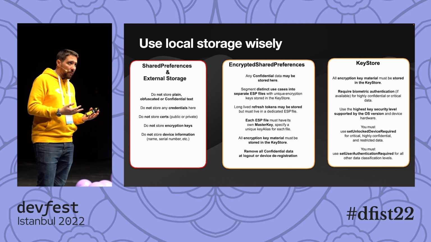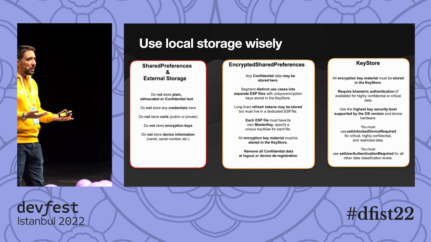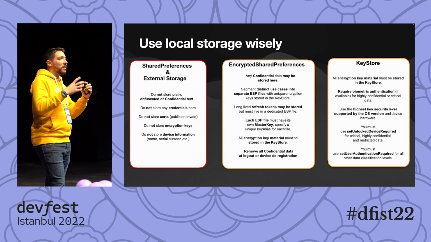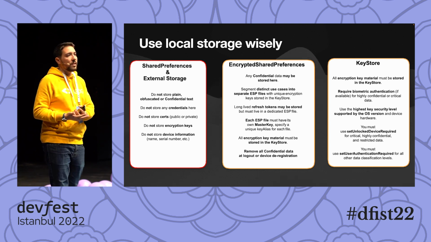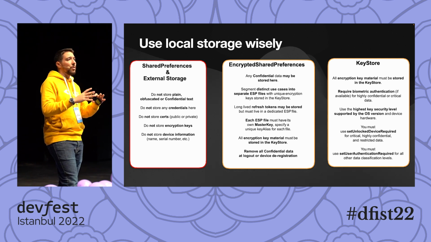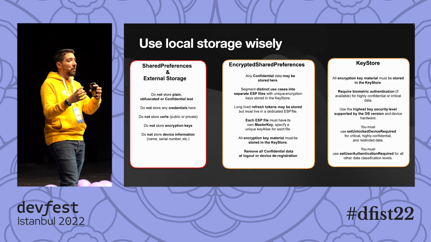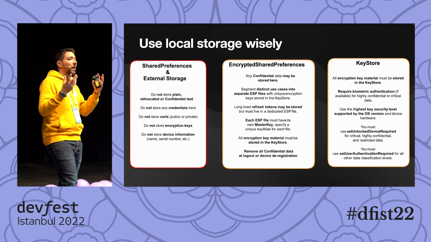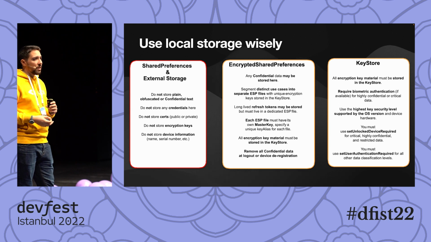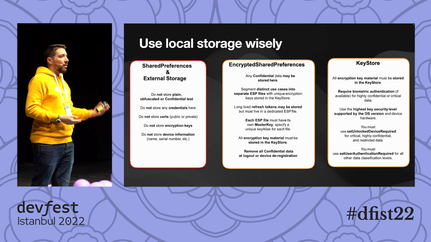Encrypted shared preferences is exactly as the name suggests: a form of shared preferences, but everything is encrypted by the Android operating system. It's not up to the user to provide the keys. The user and the developer just get an abstract encryption layer that they can use on top of shared preferences to make things better.